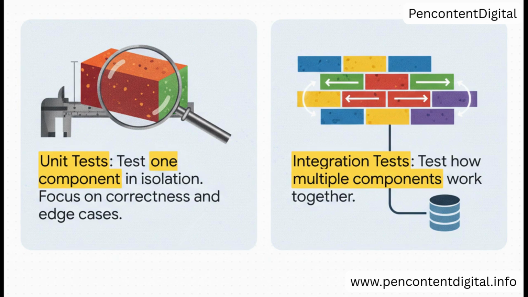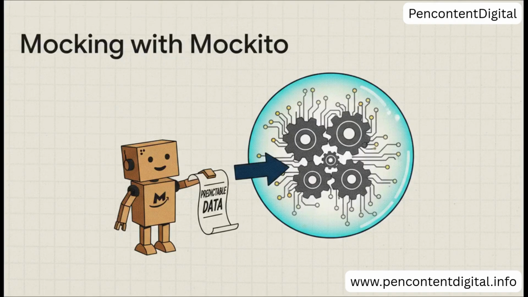Think of unit tests as checking each individual brick. You're making sure every single tiny piece of code does exactly what you expect. Then you have integration tests. That's where you check the whole wall, making sure all those bricks fit together perfectly and can talk to external things like your database. But wait, how do you test one brick without needing the rest of the wall?